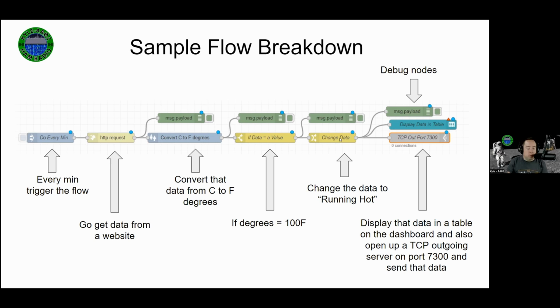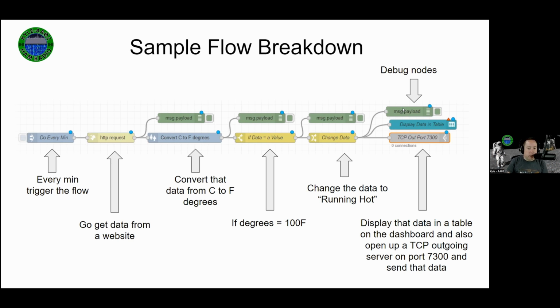So let's say the information is 100 degrees. Then we're going to come into a change node, and we're going to change that message payload that's been flowing from node to node. We're going to change that to make it equal a string, and we're going to say running hot. And then out of that change node, you can break this out into many different nodes and split it, up to, I think, 250 slices or outputs here connected to one node at one time.